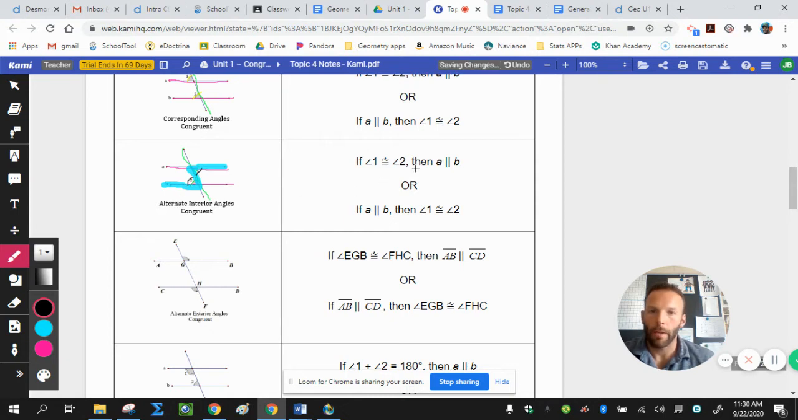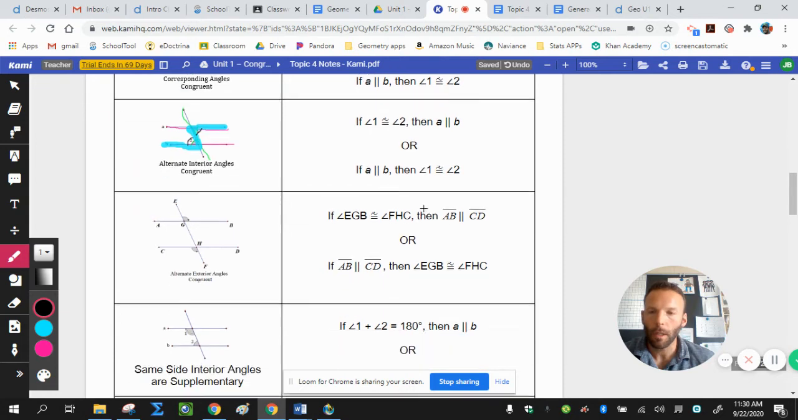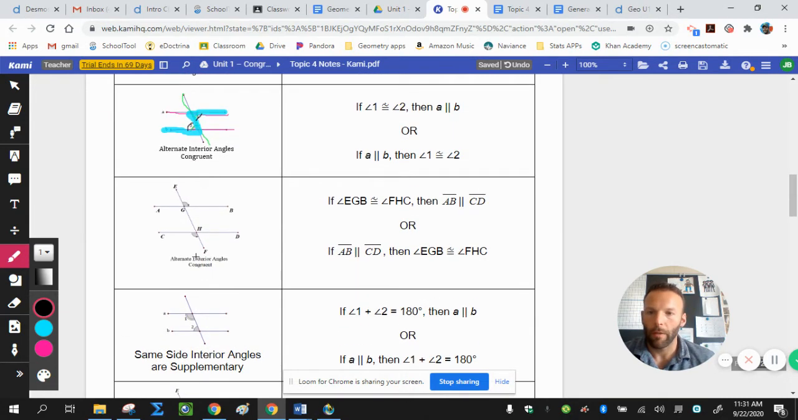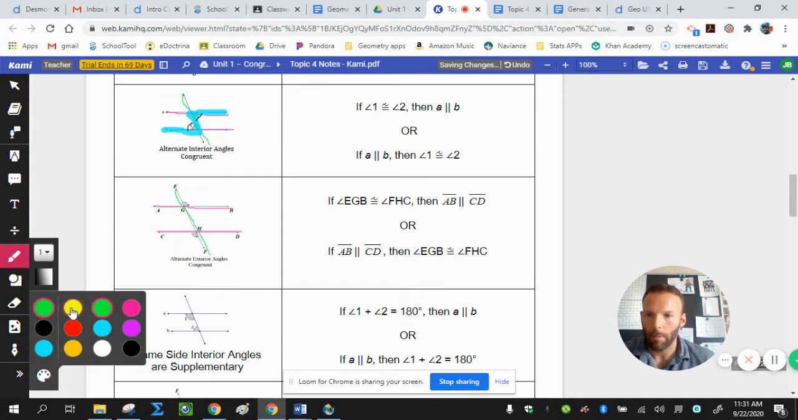And again, if the angles are congruent, the lines must be parallel. Or if the lines are parallel, then the alternate interior angles must be congruent. Okay. Down here, now I'm looking at when you have alternate exterior angles. So I have my lines that are parallel. Okay. I have my line that represents the transversal, and then my alternate exterior angles.